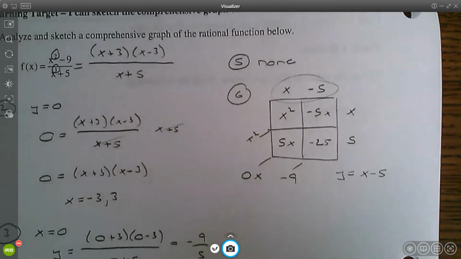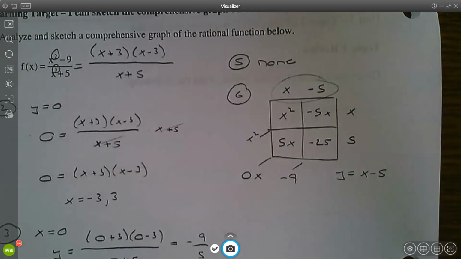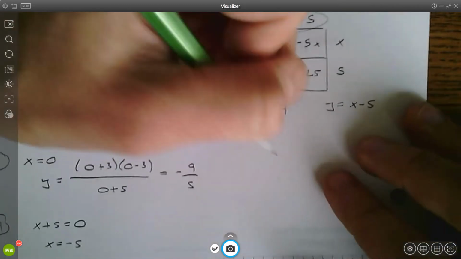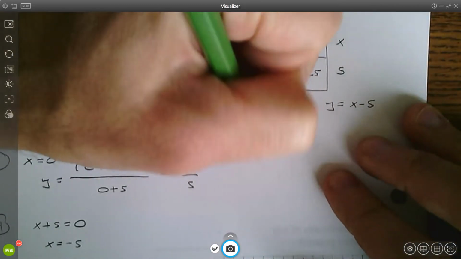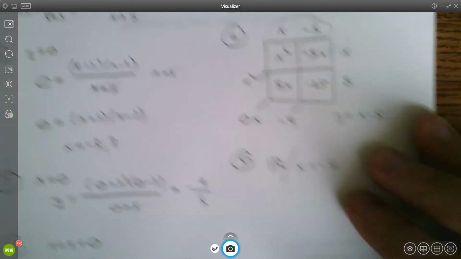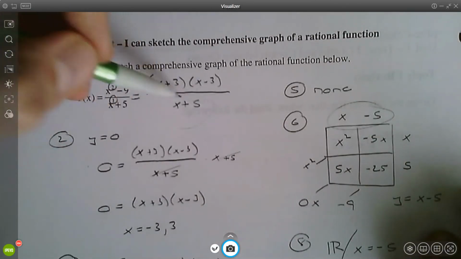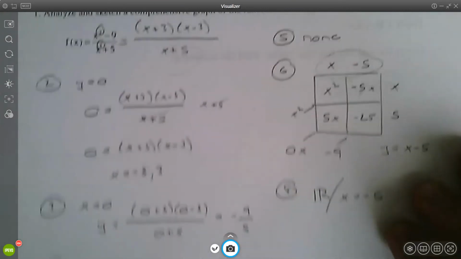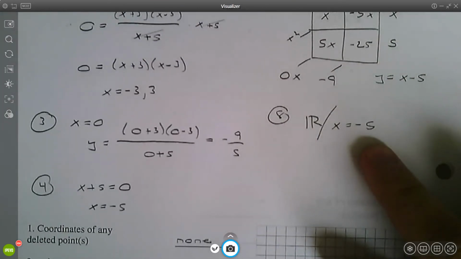Number 7, there's going to be none. There was no horizontal asymptote, so we can't cross it. And number 8 for the domain, it's going to be all real numbers except x equaling negative 5. We're just going to set that denominator equal to 0 and solve.